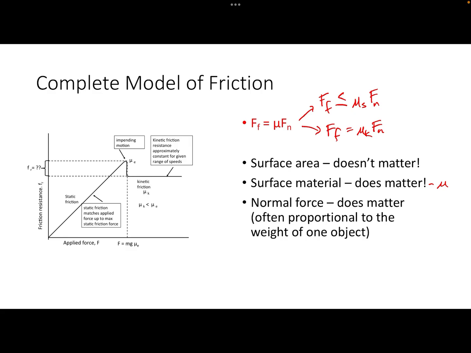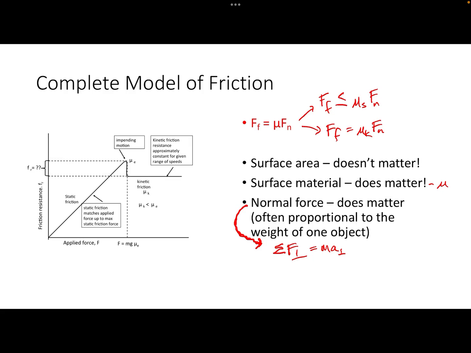Okay, what we really know is that the sum of the forces perpendicular to a surface are going to be equal to an object's mass times its acceleration perpendicular to that surface. The normal force is at least one of those forces. There may be others as well. So if there are other forces, or if there's perpendicular acceleration, then the normal force is going to be related to the weight of an object in a pretty complicated way.